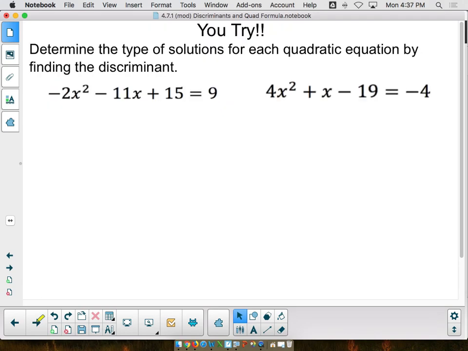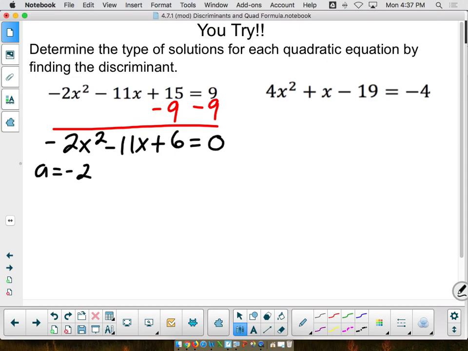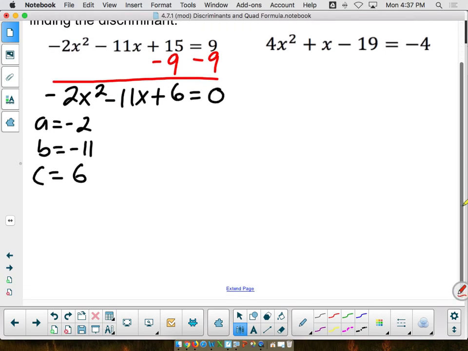So again, if we try this real quick, to find the discriminant, I need to first subtract 9 from both sides here. So that equation is equal to 0. I get negative 2x squared minus 11x plus 6 equals 0. So my a value is negative 2, my b value is negative 11, my c value is 6. I can do those last two calculations of b squared and ac.